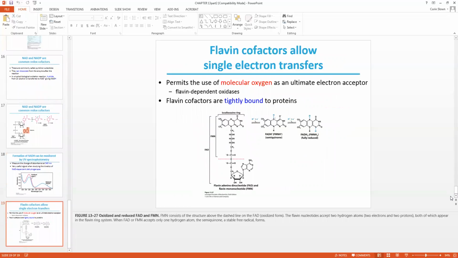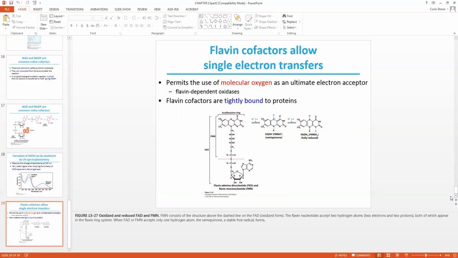Flavin cofactors also allow single electron transfers. So in this case, that's the use of molecular oxygen as the ultimate electron acceptor. So these are flavin-dependent oxidases. The cofactors are tightly bound, however, to proteins, which makes them distinct and different from NADH.